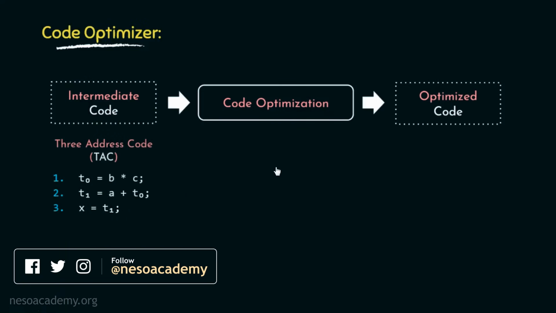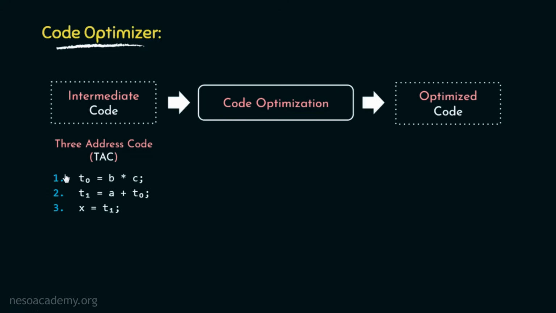So as you can observe, our intermediate code, that is the 3-address code, had 3 statements. In the first one, T0 is being assigned with the result of B into C. Then in the second one, T1 is being assigned with the result of A plus T0. And finally in the third one, we are assigning T1 to X.